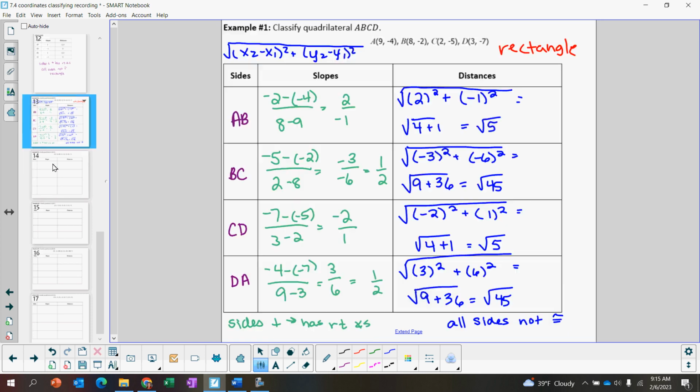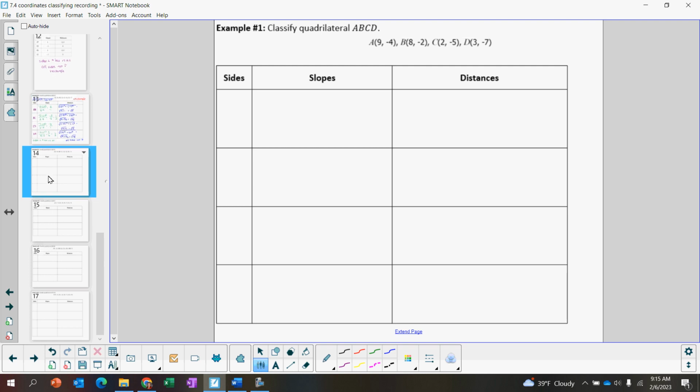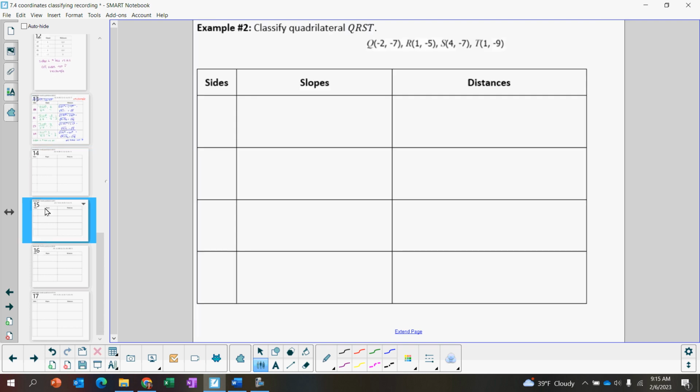All right, are these the same numbers? 94, 802, 295. Oh, that's the same thing. All right, example 2. Let's classify quadrilateral QRST. So just like before, I'm going to start with Q and go to R, then start with R, S, then S, T, and then T back to Q.